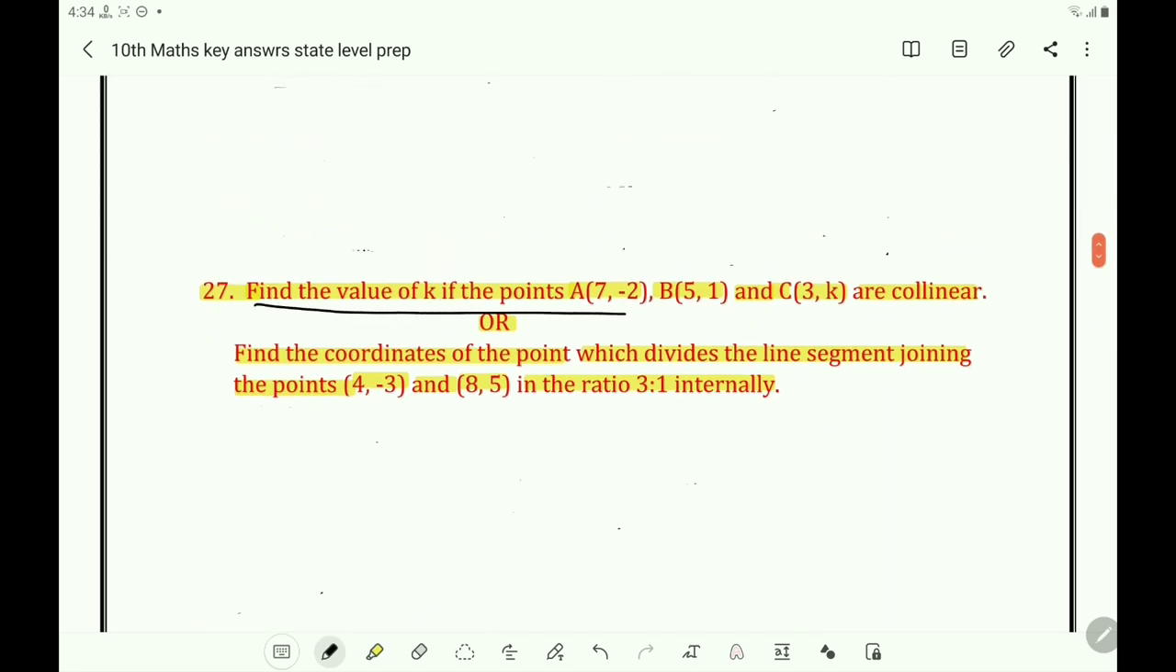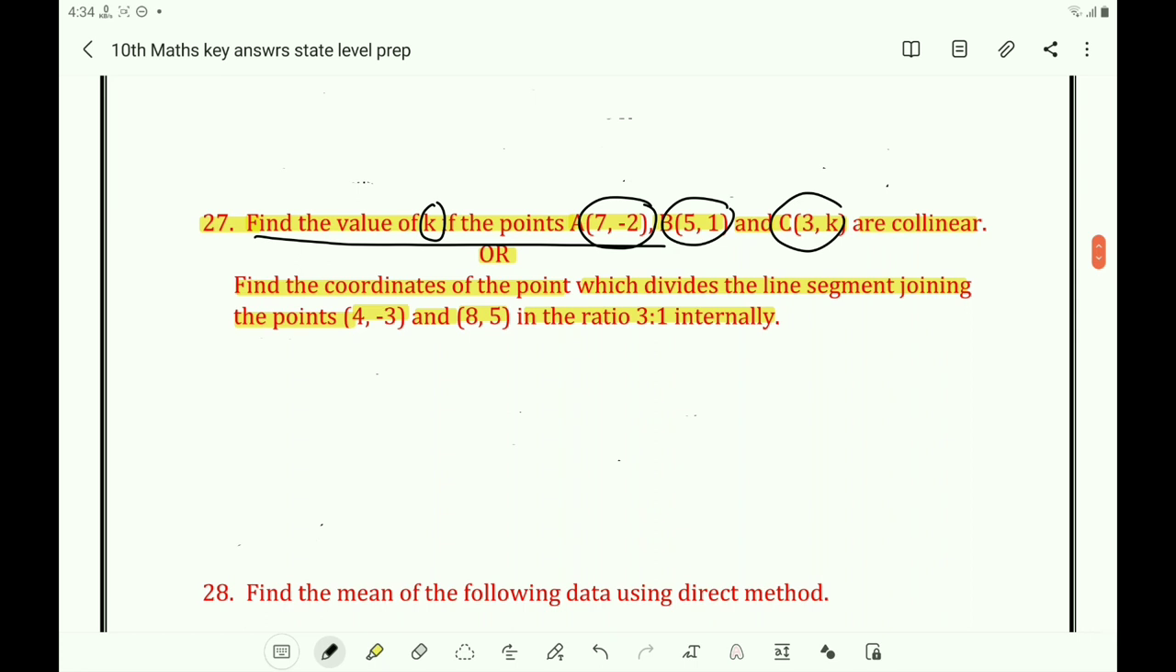Find the value of k if A (7, minus 2), B (5, 1) and C (3, k) are collinear. Children, here we have to take the formula to find the area of the triangle when the coordinates of three vertices are given. Here it is given that they are collinear. Collinear points means the area of the triangle will be equal to 0. They are on the same line, so a triangle will not form. It means the area of the triangle is equal to 0. And taking that hint, we have to find the value of k.